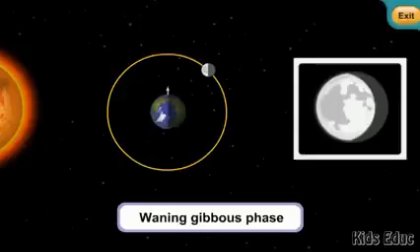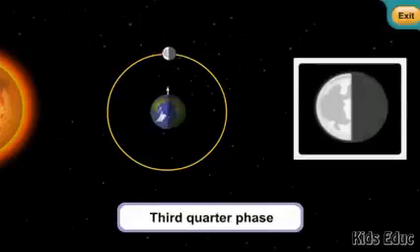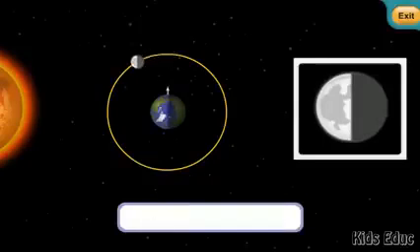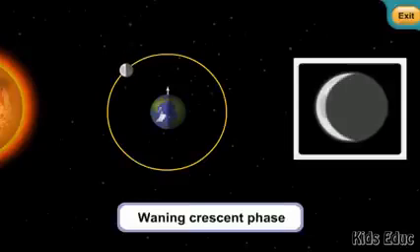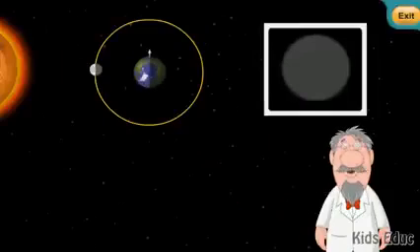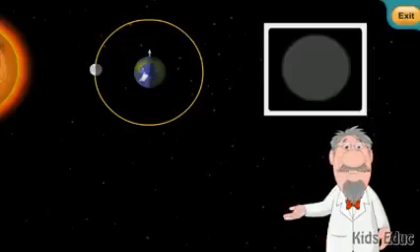But it's not. In the third quarter phase, the left half of the moon appears lit, and the right side of the moon appears dark. During the waning crescent phase, the moon looks like a crescent. This moon signals the beginning of a new cycle, and means that you will see the new moon in a few days. Here is a quick quiz on the lunar cycle. You need to identify the phases of the lunar cycle based on pictures of the moon you see on screen.